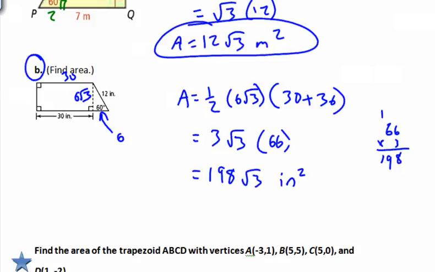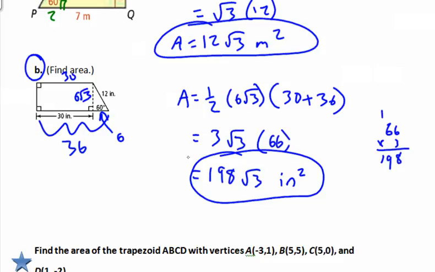Alright, so what I did was I figured out the missing part of the base. The bottom base there is 6, because of a 30-60-90 triangle, the smaller leg is half of the hypotenuse. And then the larger leg is that smaller leg times square root of 3, so that's how I labeled those. The top is 30, so the bottom is 36. Plug it in for the formula. I did 1/2 times 6 square roots of 3 times 30 plus 36. When I simplified it all, I ended up getting 198 square roots of 3 inches squared.